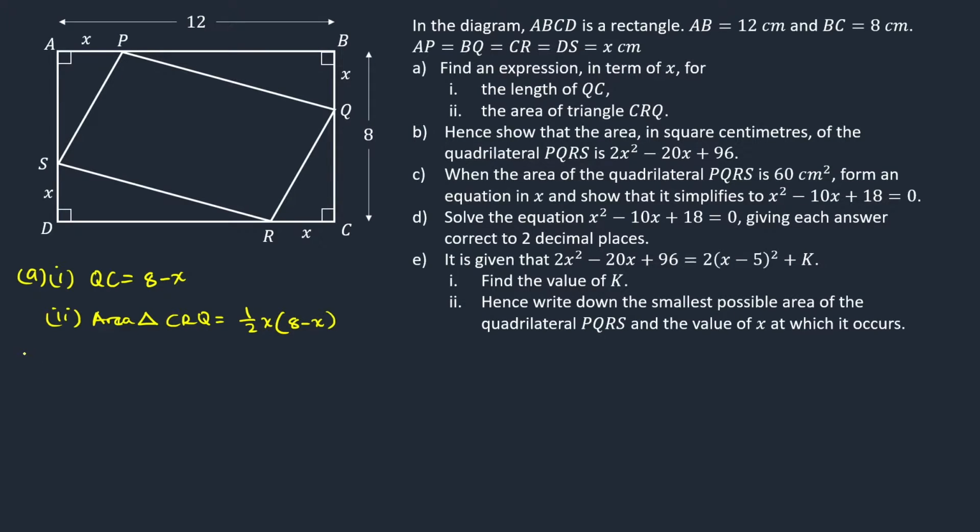Let's take a look at question B. Hence, show that the area in square centimeters of the quadrilateral PQRS is this. Now, we have noted down the area of QRC. QRC is this expression here. That area is the same as this triangle over here. But we haven't figured out the expression for the triangles PBQ and DRS. So let's do that now.